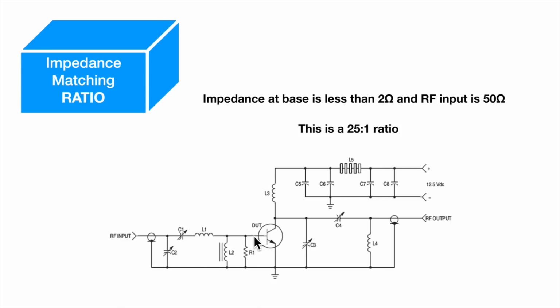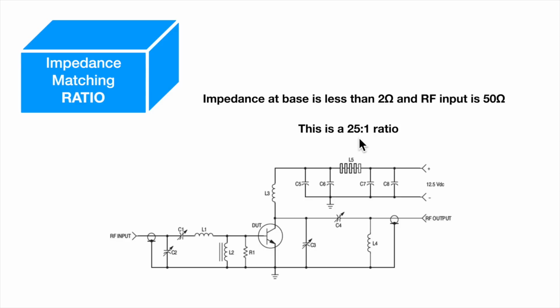Now you might think, well, that's easy enough, isn't it? We've just stepped it down from 200 to 50. But 200 down to 50 is a 4-to-1 matching ratio. 50 down to 2 is 25-to-1. That is a big ask, a very big ask. And as you'll see in a minute, you can do it.